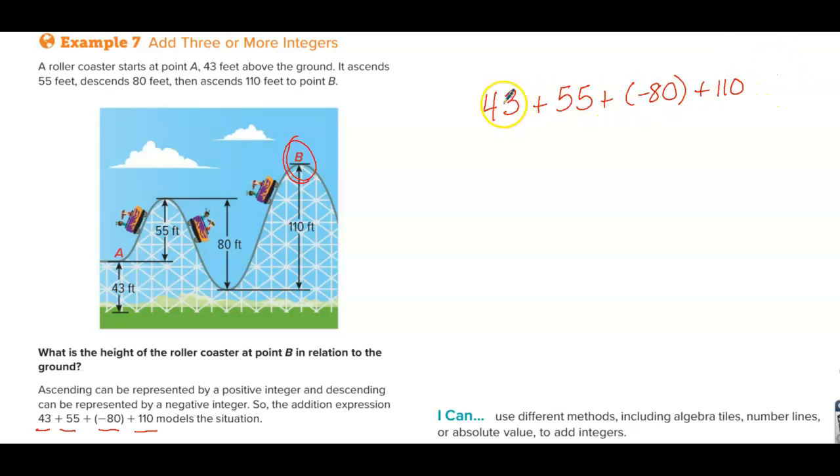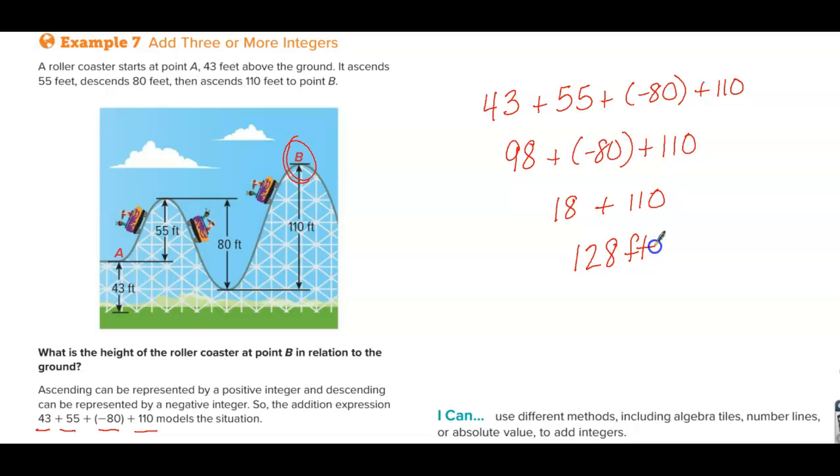All right. So we add these first two numbers together, and that will give us 98. And then 98 and negative 80 have different signs, so we subtract. 98 minus 80 is 18, but it's a positive 18 because 98 was bigger, all right? And now we need to add the 110. So these are both positive. We just add them together and we get 128 feet. The roller coaster is at 128 feet above the ground at this point.